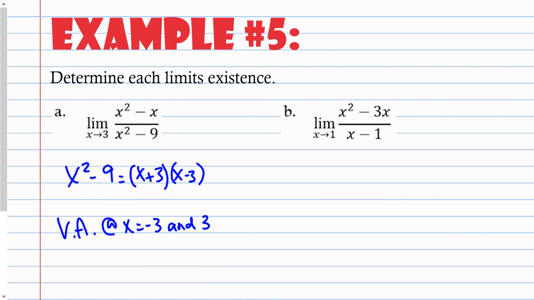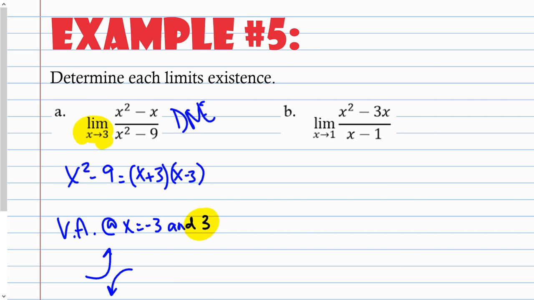Now our limit, let me highlight that, is as x approaches 3. So we're focusing on this one. I know there's a vertical asymptote, which means most likely this graph is doing something like this or like this at 3. So we know right off the bat it's not going to exist.